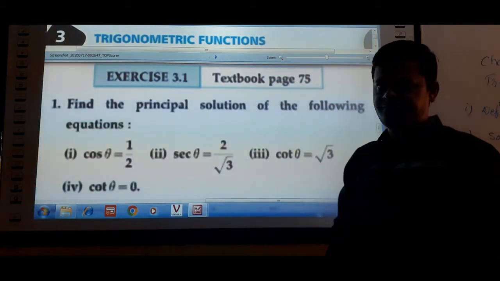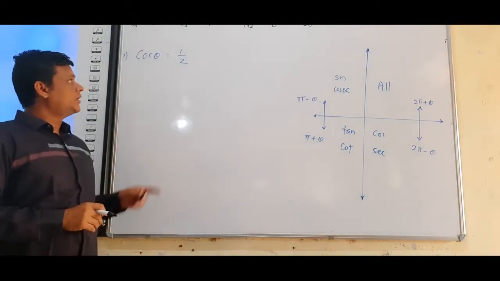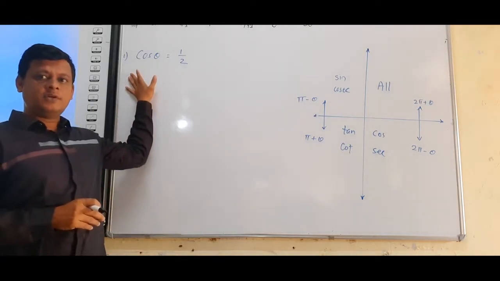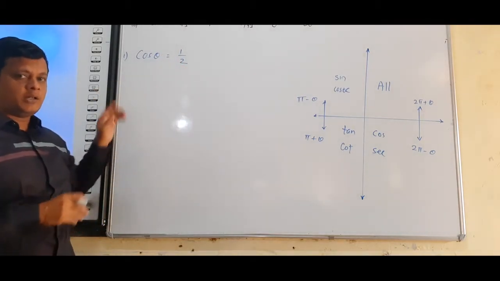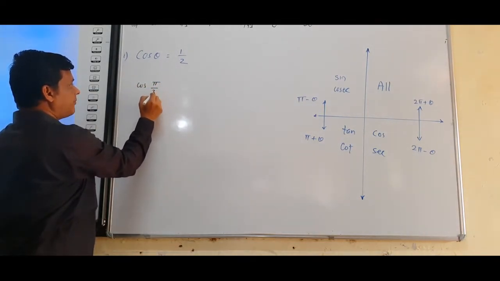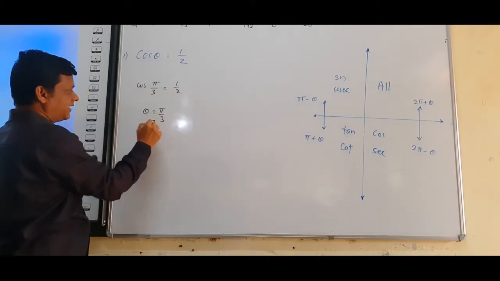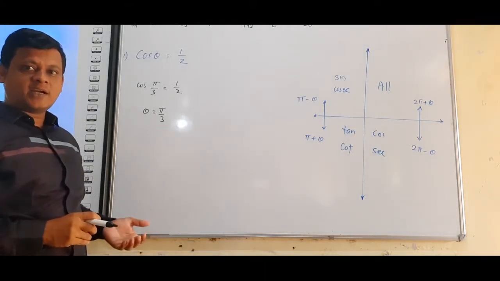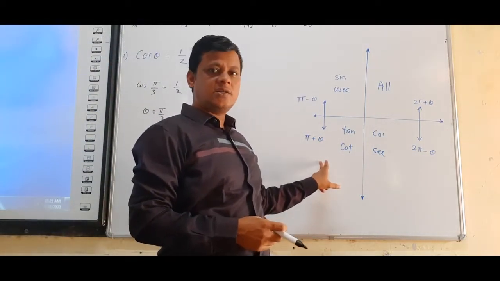That we solve. Now see the first example, cos theta equals 1 by 2. Now we have to first check from that table for which value of cos we get 1 by 2. So from the table we know that cos 60 is 1 by 2. So we write here cos pi by 3 is equal to 1 by 2. That means theta is equal to pi by 3. So we get the first value. Now we have to find the second value. For that you use tricks that we already discussed in part 2.